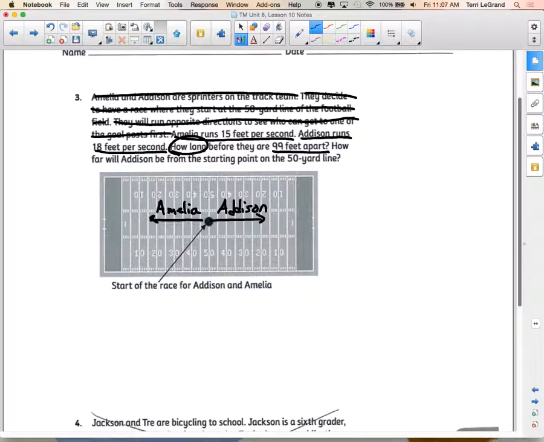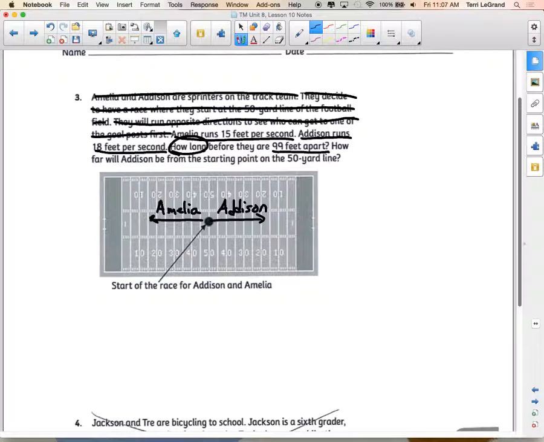100, but then there's also this end zone, but that's measured in yards. This is what, 99 feet. Well, 99 feet is how many yards? How many feet in a yard? 3. How many 3s are in 99? 33. So they're really only going to be 33 yards apart.